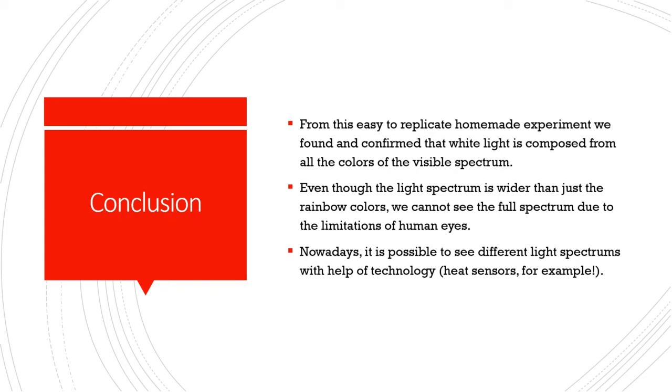our human eyes cannot see the full spectrum. Nowadays, it is possible to see other parts of the light spectrum that we as humans cannot see with the help of technology. For example, with heat sensors, we can see a different light spectrum.